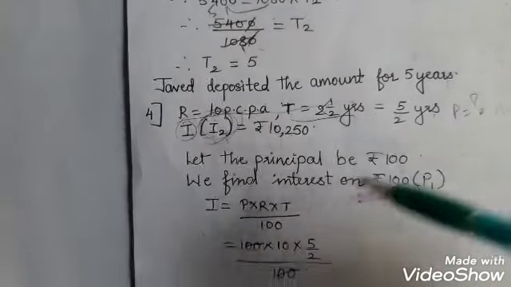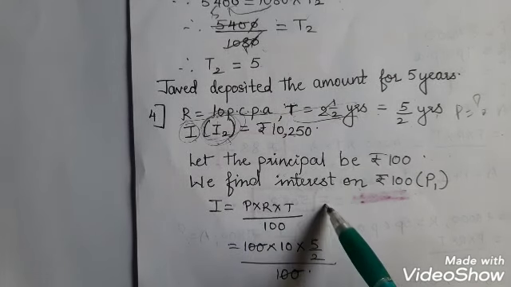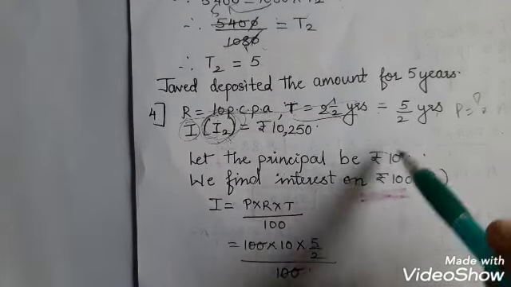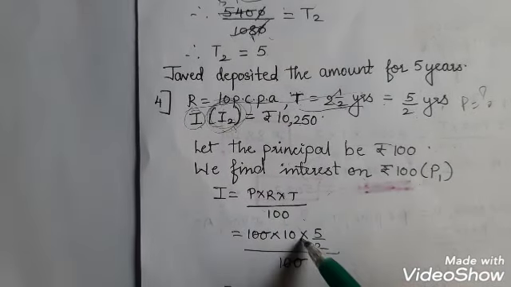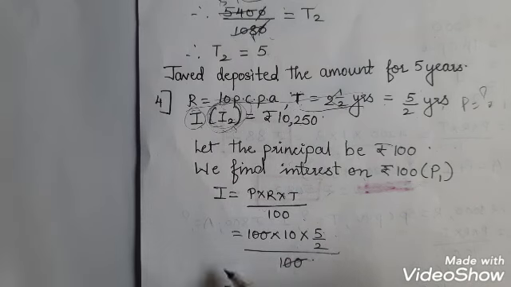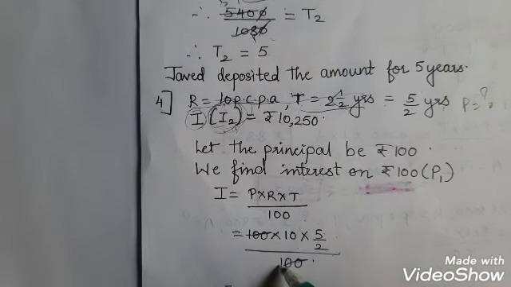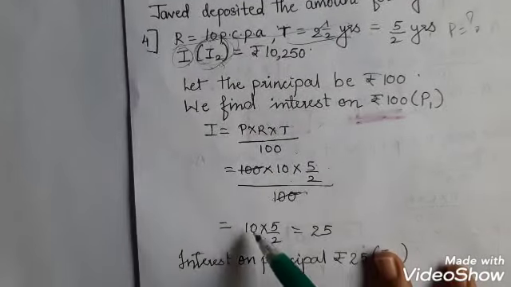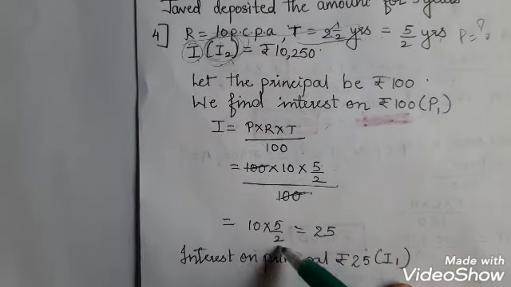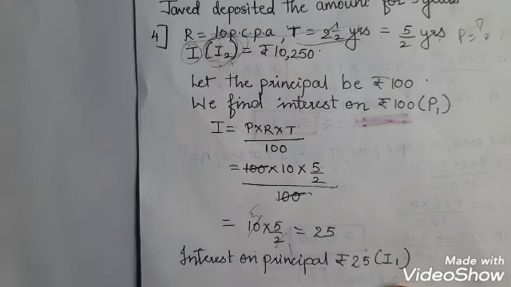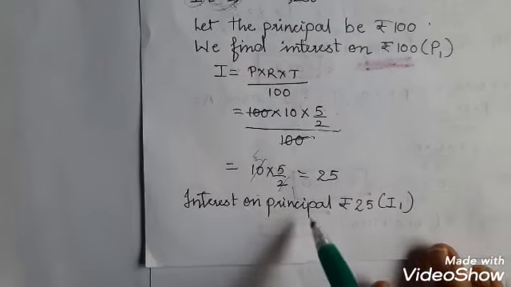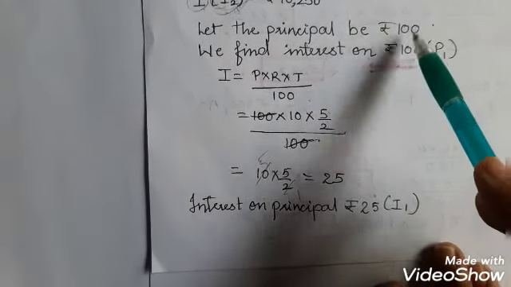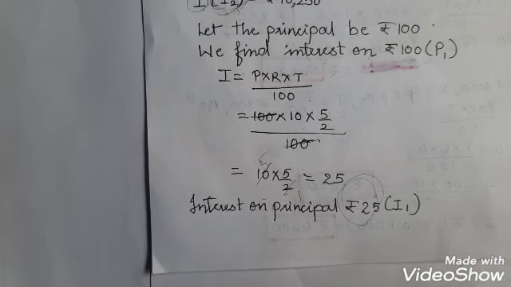So I is equal to P into R into T upon 100. So P is how much? 100. I have assumed this as 100. Multiply by R, multiply by T, that is 5 upon 2. The whole upon 100. So this 100 and this 100 get cancelled. So that is 10 into 5 upon 2. 2 ones are 2, 2 5s are 10, 5 5s are 25. So you get the interest on principal of rupees 100 as rupees 25. So that is your I1.